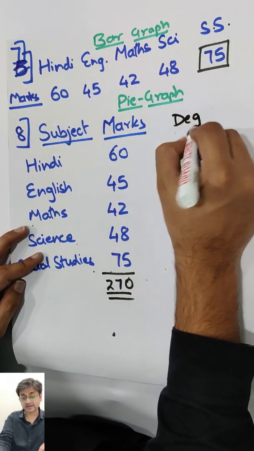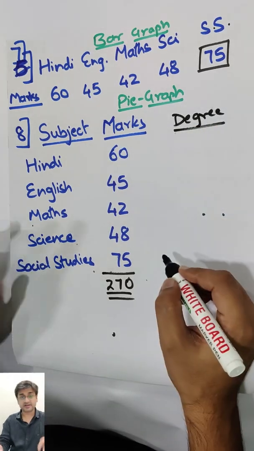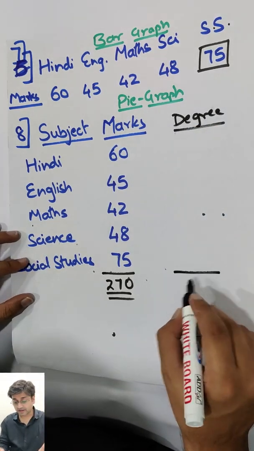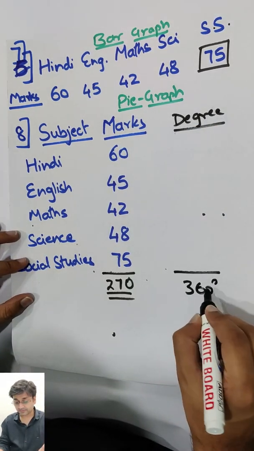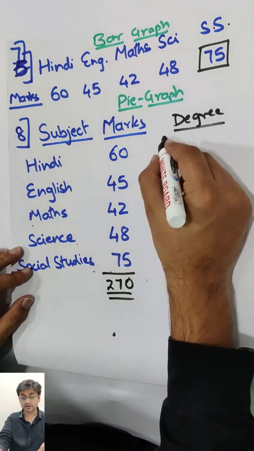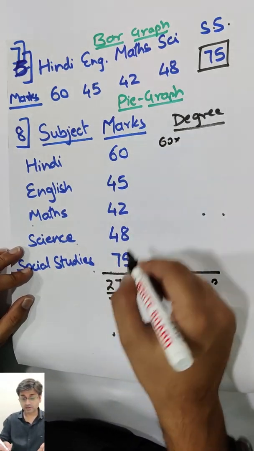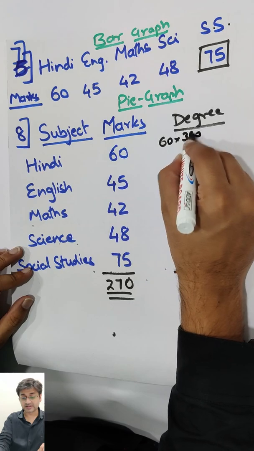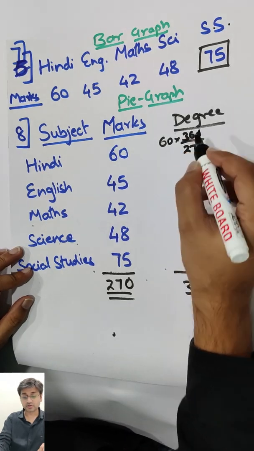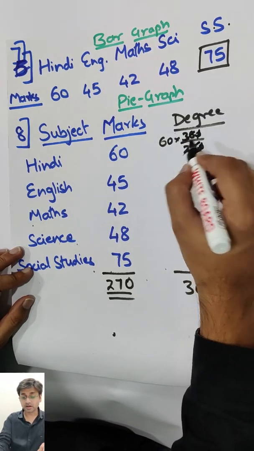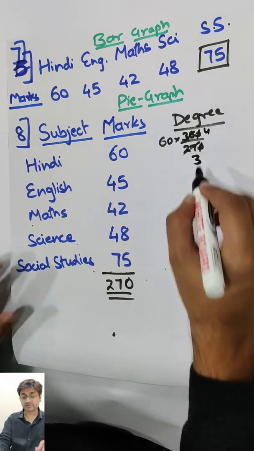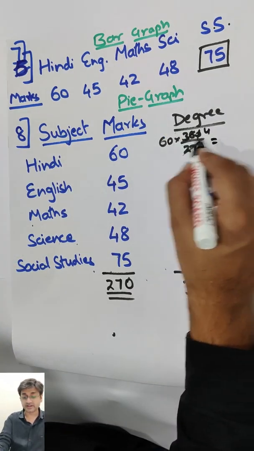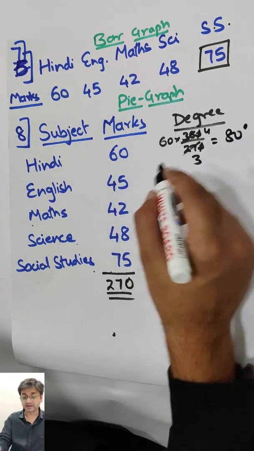The next is degree. So let us calculate the degrees. Pause. Let me tell you, this has to be 360, so I am writing it beforehand only. Now 60 into 360 upon total. So 0 goes, 9 4s are, 9 3s are. So 4 by 3, 3 1s are, 20s are. So 2 into 4, 80 degrees.